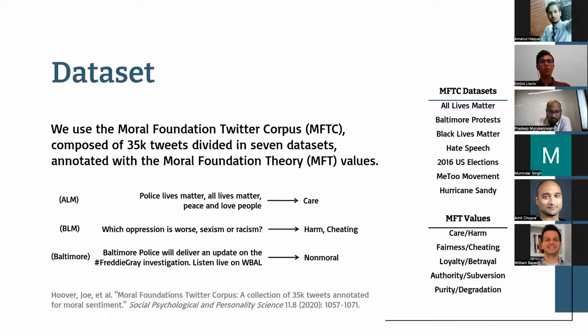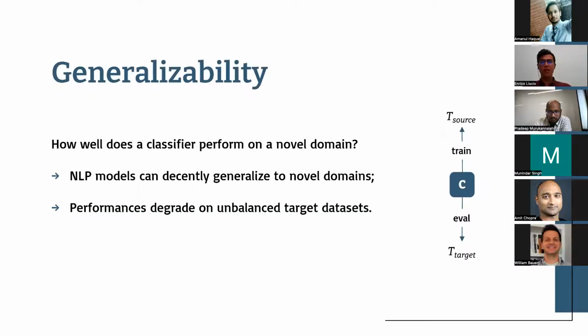So what we want is a supervised machine learning algorithm to learn this in a specific context, say all lives matter, and see if this knowledge can be transferred to another context, say Hurricane Sandy relief tweets. So the first thing that we checked is generalizability. Can we just do that directly? Can we just train in a specific context, in a specific domain of discussion, and use that algorithm directly in another domain of discussion? So that is called generalizability.